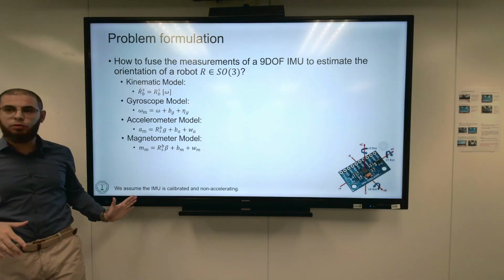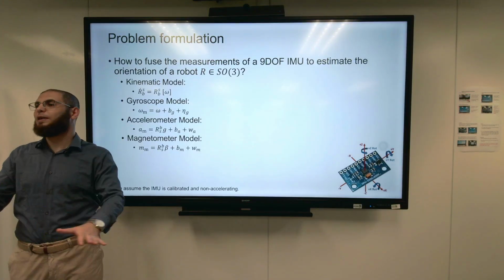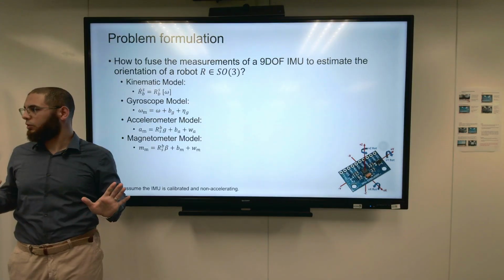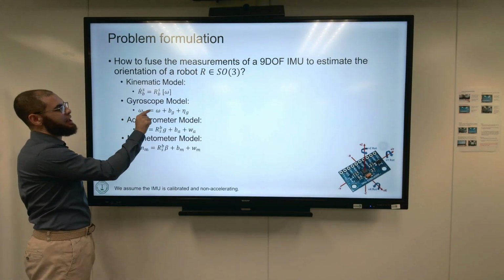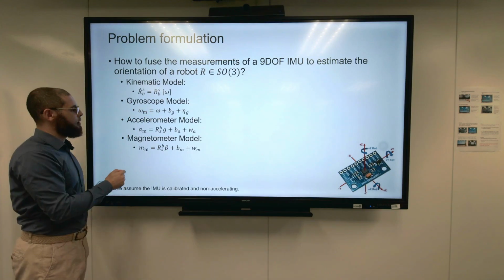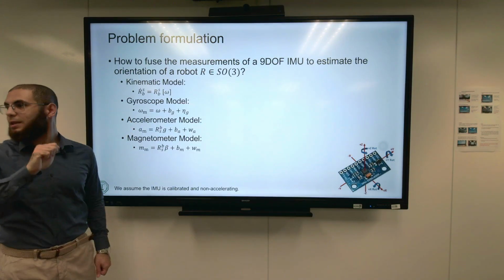Here we're going to assume that we don't have any misalignment. The IMU has been perfectly calibrated. So all of this stuff for the matrices, we're going to assume it's gone. So I'm measuring here the angular velocity with the gyroscope plus some bias and some noise.